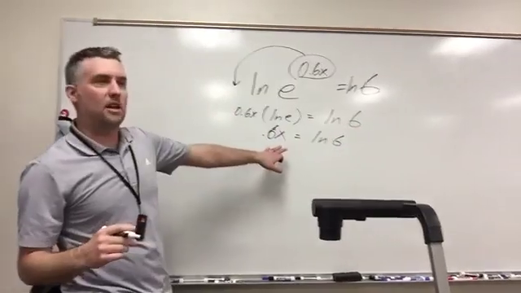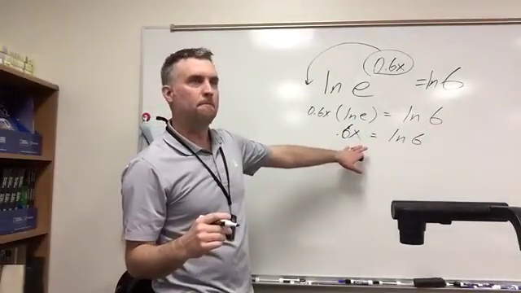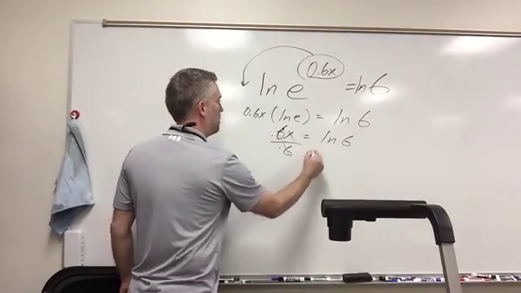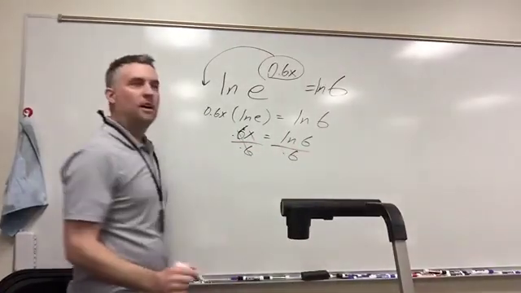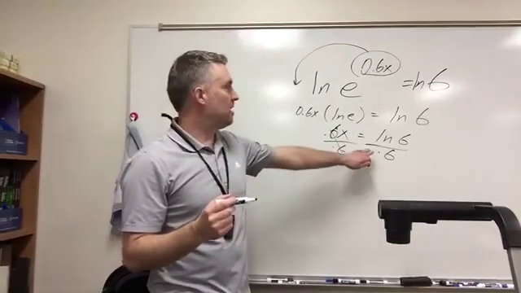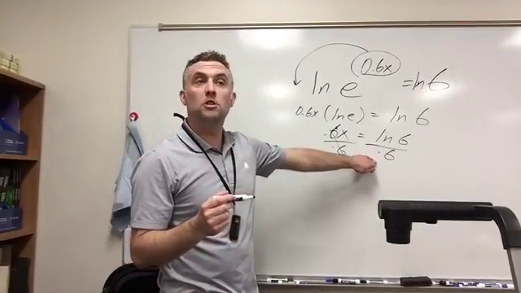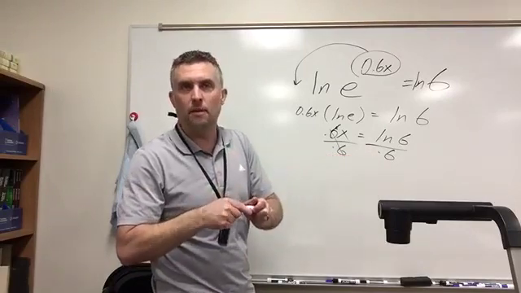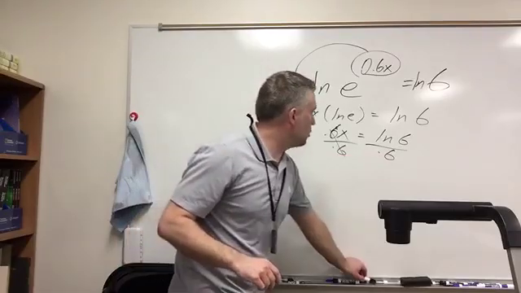And now I can go back to 8th grade. How do I solve this? Divide both sides by 0.6. Now I could either leave my answer like that, which would be an exact answer, or I could punch it into my calculator, which will give me a decimal approximation. Either way is fine.